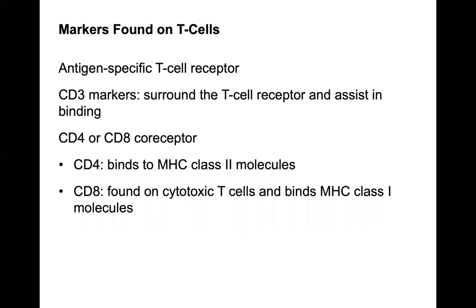So looking at the markers that are found on T cells, we have antigen-specific T cell receptors. You also have CD3 markers. These surround the T cell receptor and they assist in the binding of the T cell receptor. And then there's two called CD4 and CD8. CD4 will bind to MHC class 2 molecules. CD8s are found on the cytotoxic T cells and bind to MHC class 1 molecules. So essentially your CD4s are your helper T cells, CD8s are your cytotoxic T cells.